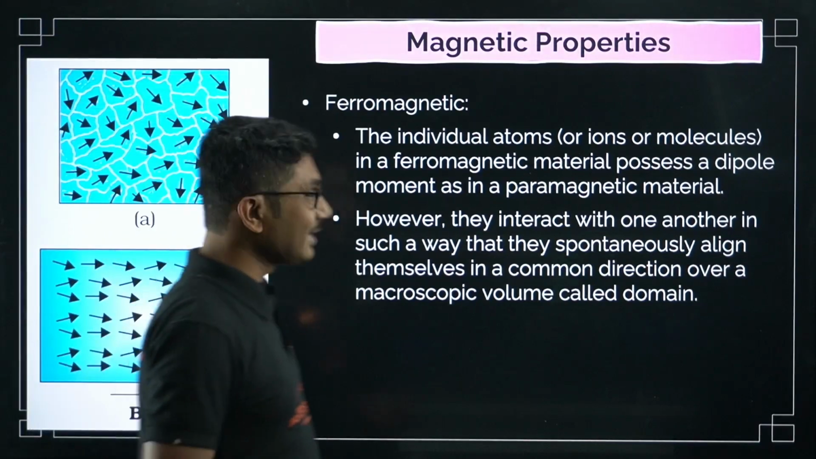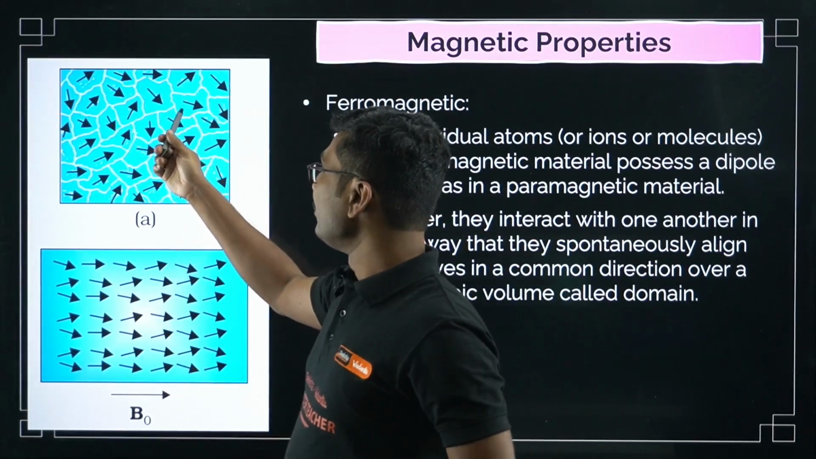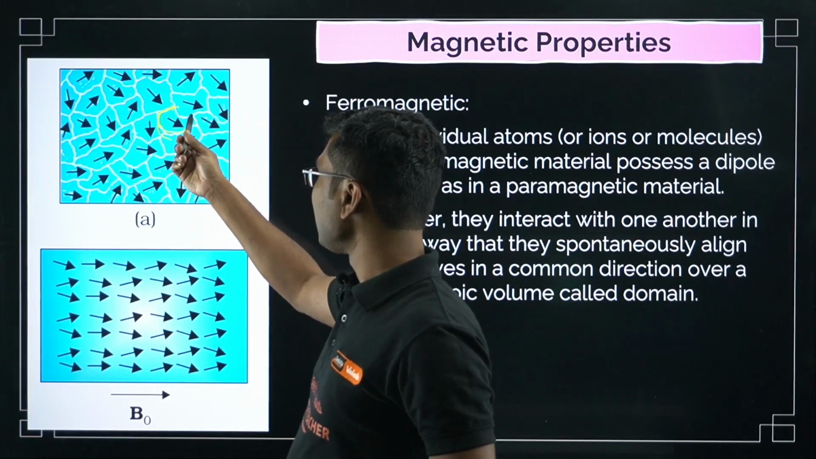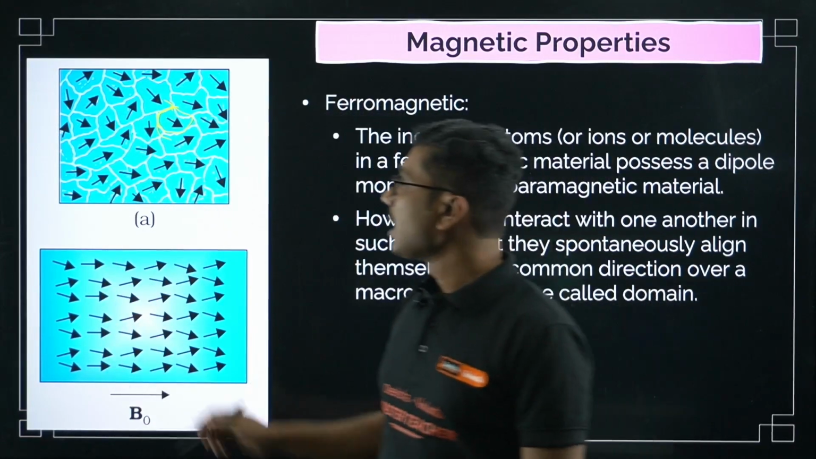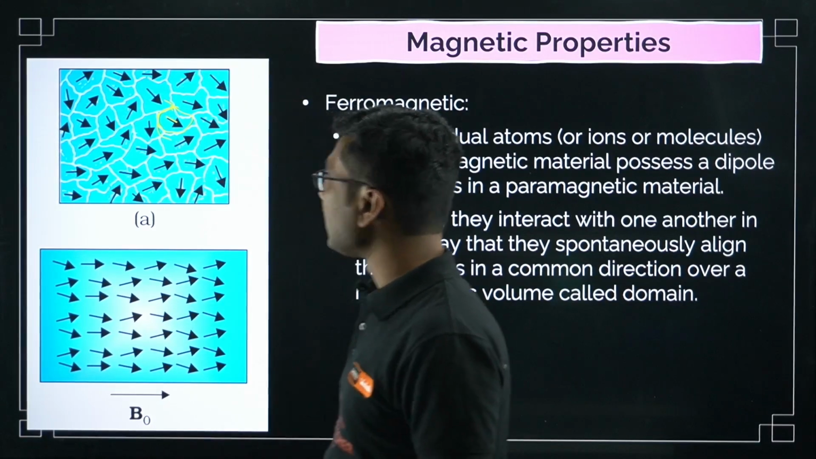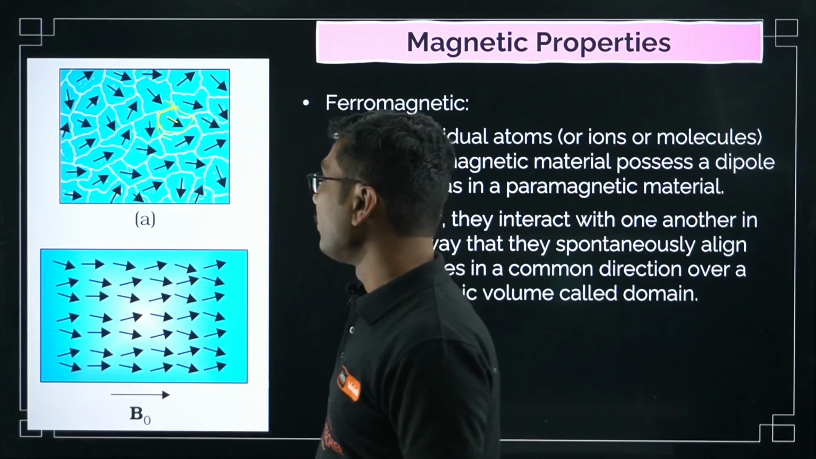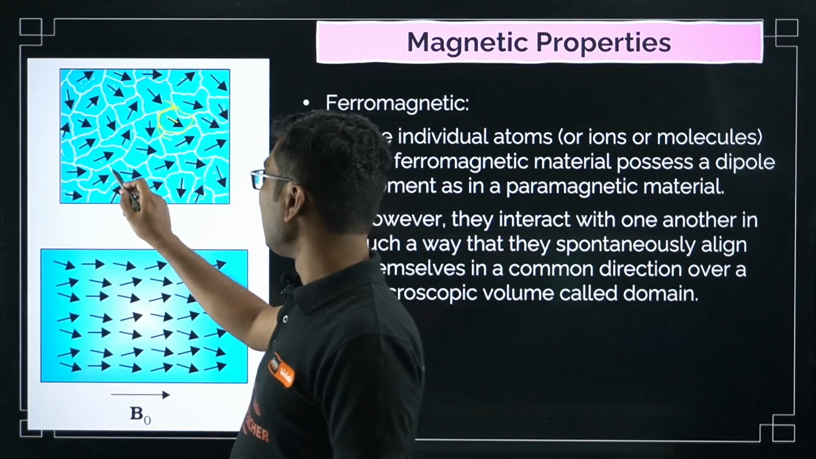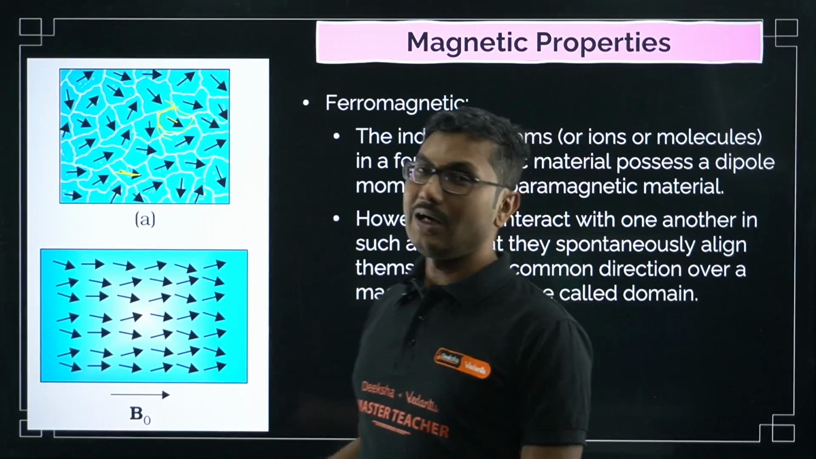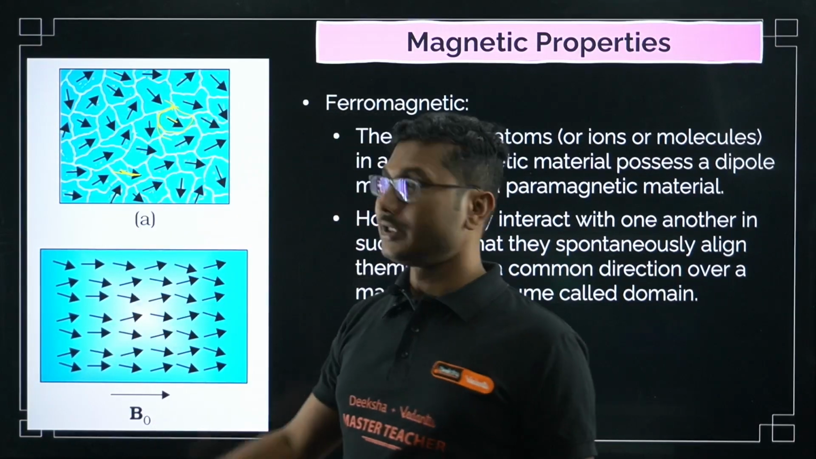Now next, as you can see, instead of having an atomic domain, we have a small area. This area contains lots of atoms, maybe thousands of atoms. All the electrons are rotating such that they are aligned in a particular direction. So instead of being molecule-wise or individual atom-wise, all the electrons in these particular zones are rotating in the same direction, so that they have a dipole moment in a particular direction. These small areas are called domains.